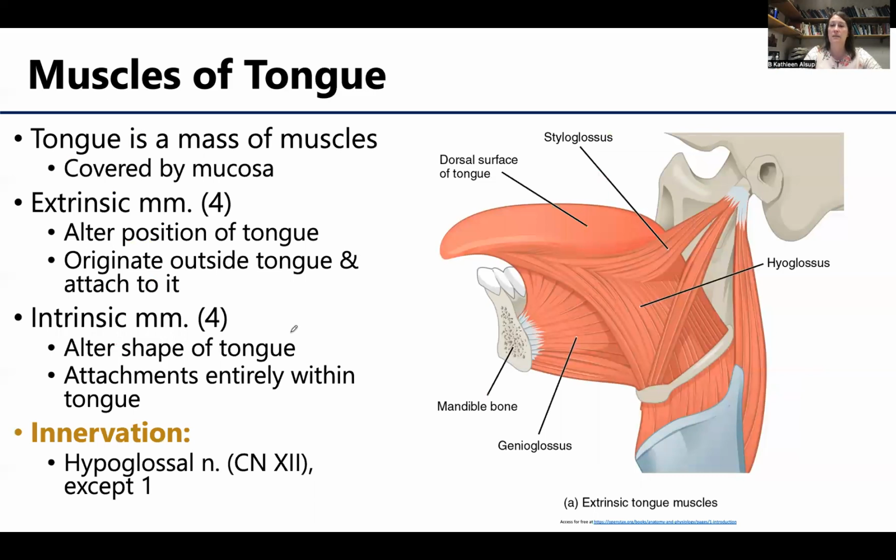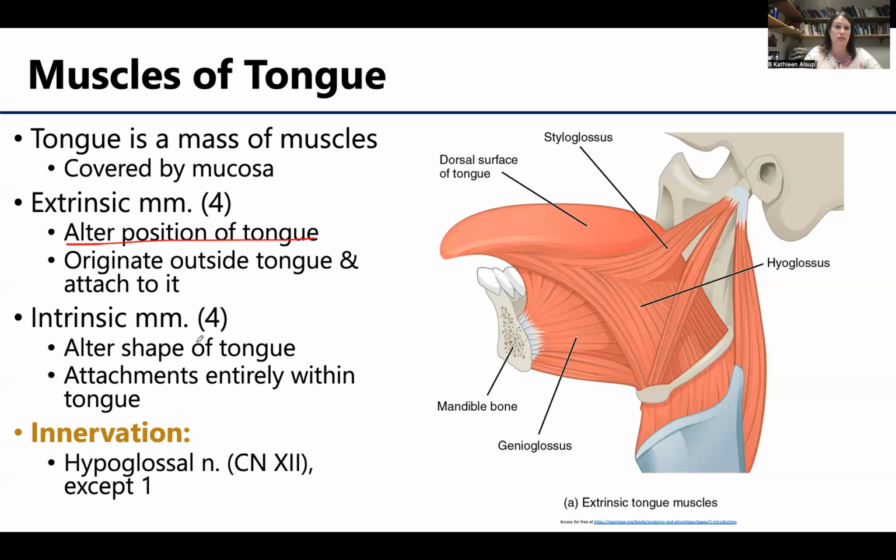Lastly, I do want to talk about the muscles of the tongue. The tongue is a fairly large structure. It is a very muscular structure covered by mucosa, of course, as anything in the oral cavity region would be. Really, we can divide these into 4 major regions. They're the extrinsic muscles of the tongue, which originate outside of the tongue and then distally attach to it and form part of the tongue. These alter the position of the tongue, allowing us to stick out the tongue or move it to the side, those types of bigger movements.